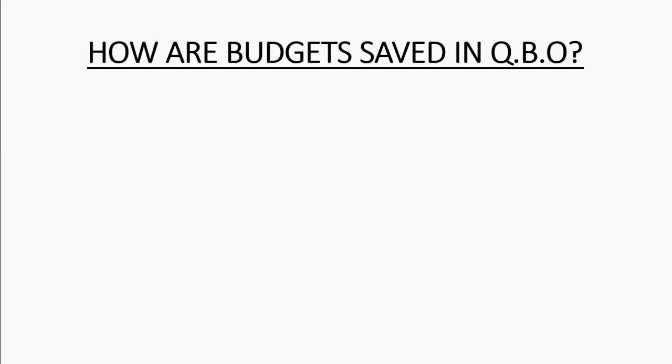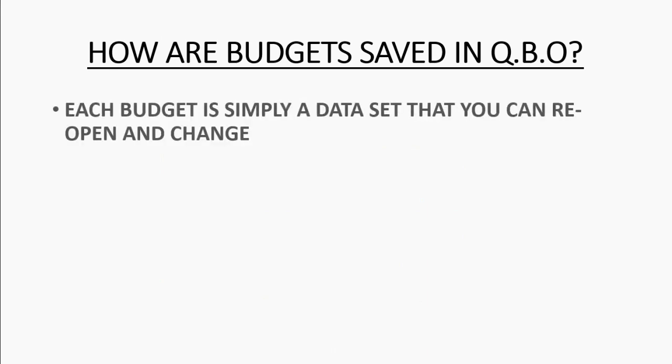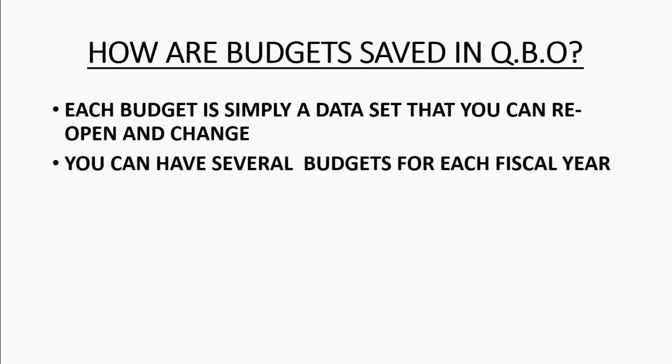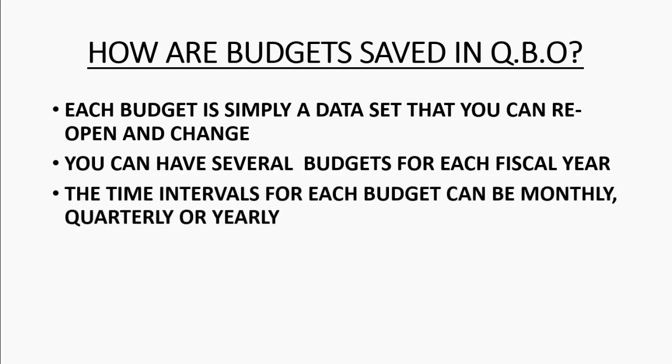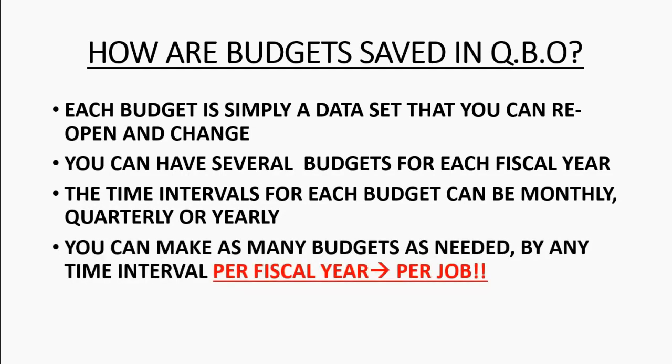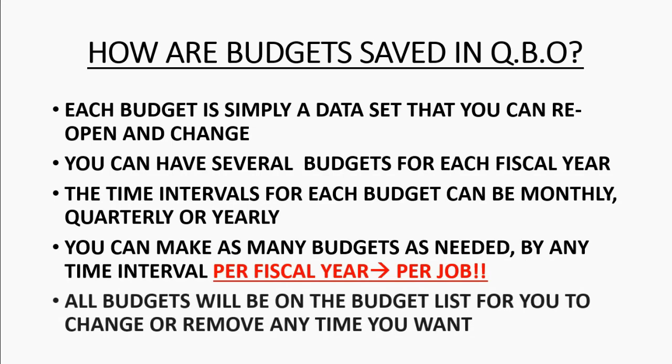So then the question is, how are budgets saved in QuickBooks Online? Well, each budget is simply a data set that you can reopen and change. You can have several budgets for each fiscal year. The time intervals for each budget that you make can be monthly, quarterly, or yearly. And you can make as many budgets as needed by any time interval, per fiscal year, per job. And then once you make a budget, all budgets will be on the budget list for you to change or remove anytime you want.